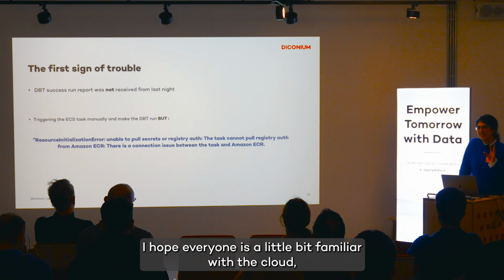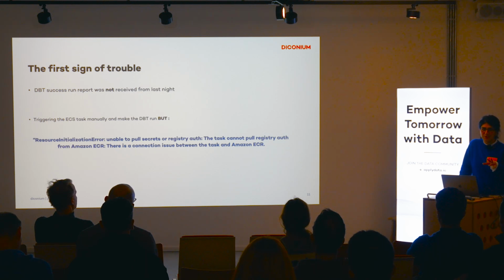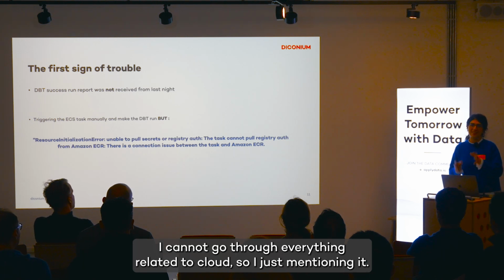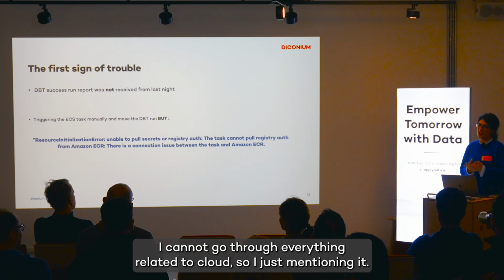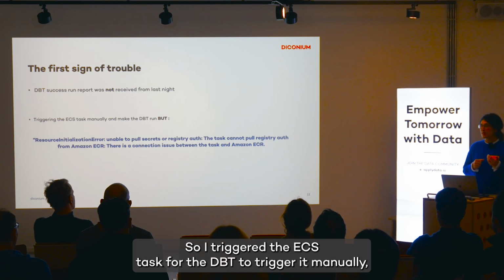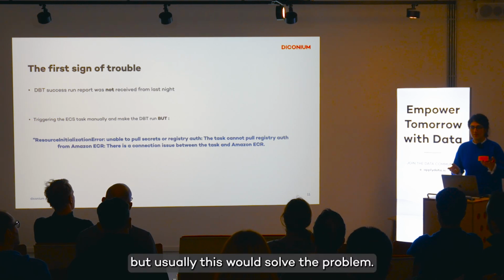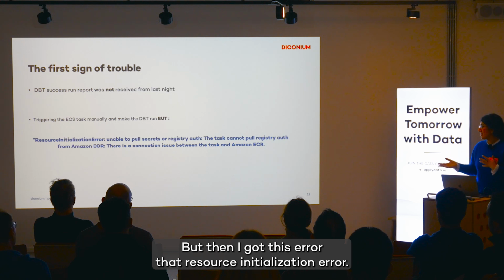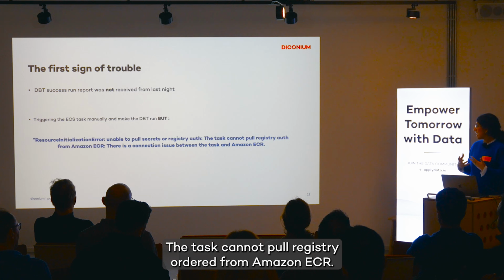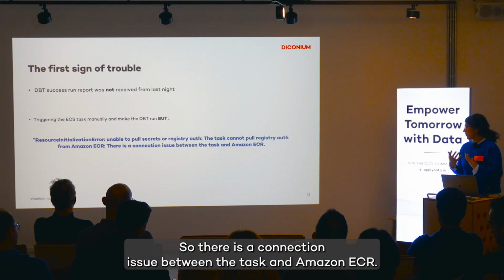I hope everyone is a little bit familiar with the cloud, AWS and so on, because the time is limited. I cannot go through everything related to cloud, so I'm just mentioning it. Sorry if you're not understanding something. So I triggered the ECS task for dbt manually. Usually this would solve the problem, but then I got this error, a resource initialization error. It was saying that the task cannot pull registry auth from Amazon ECR. So there is a connection issue between the task and Amazon ECR.